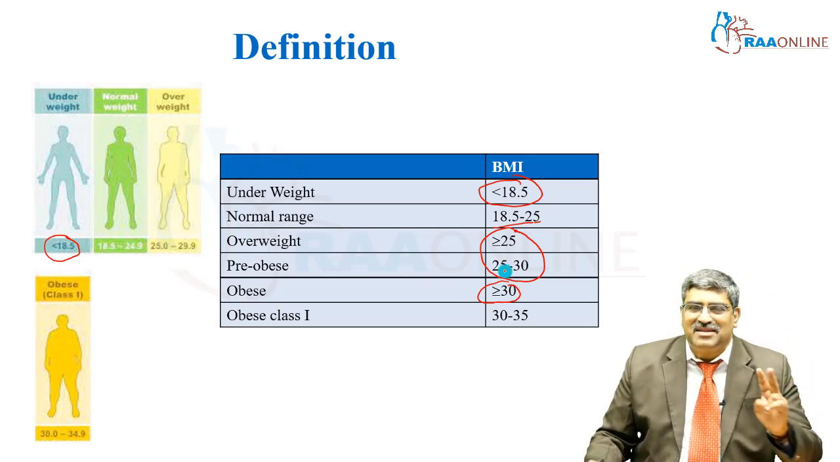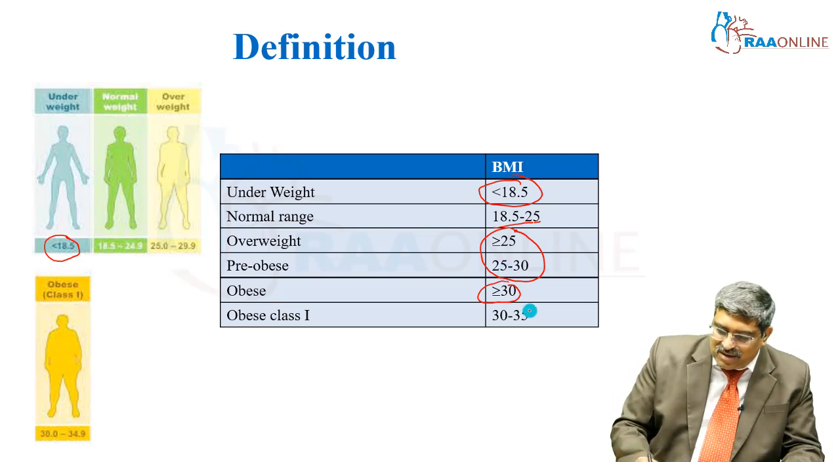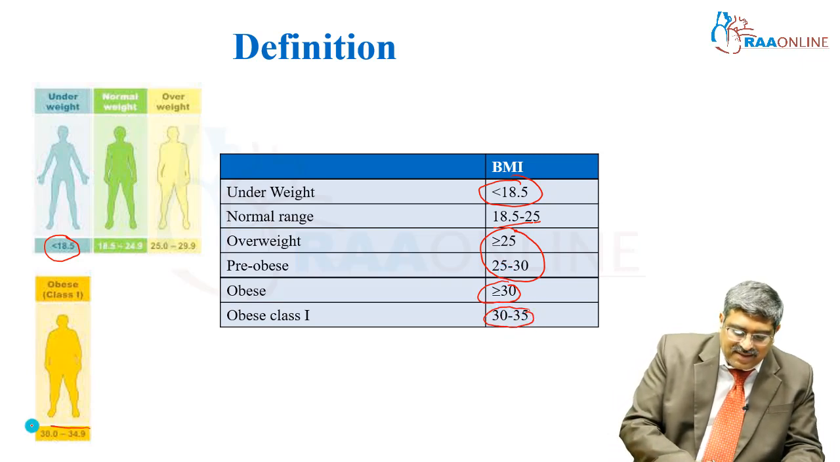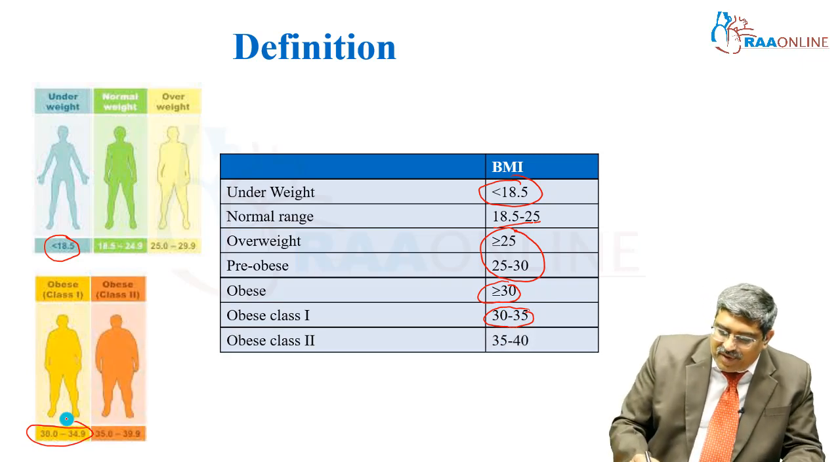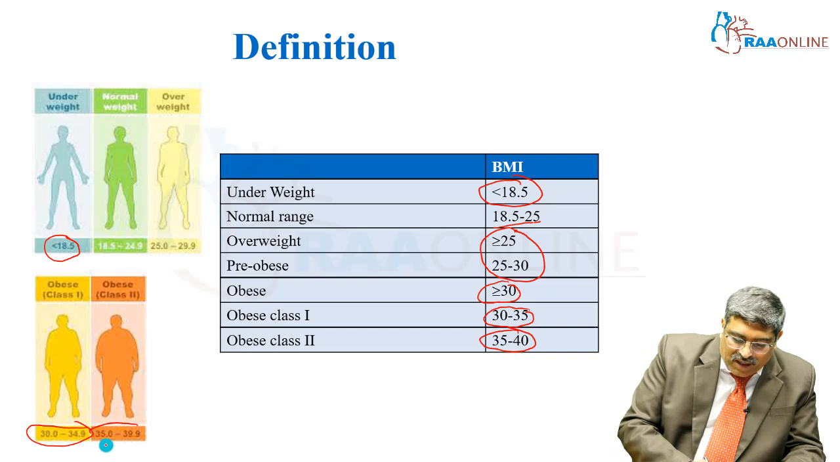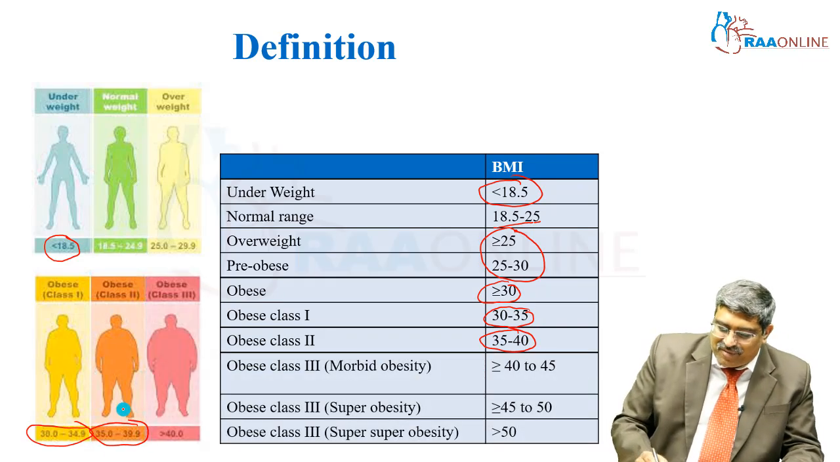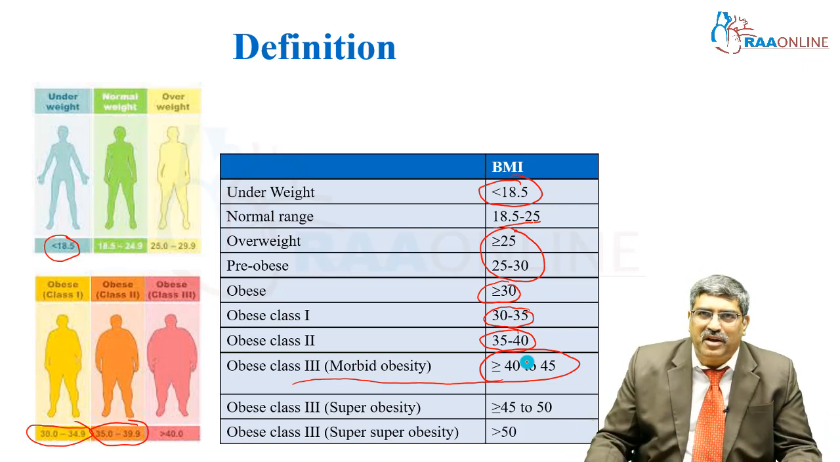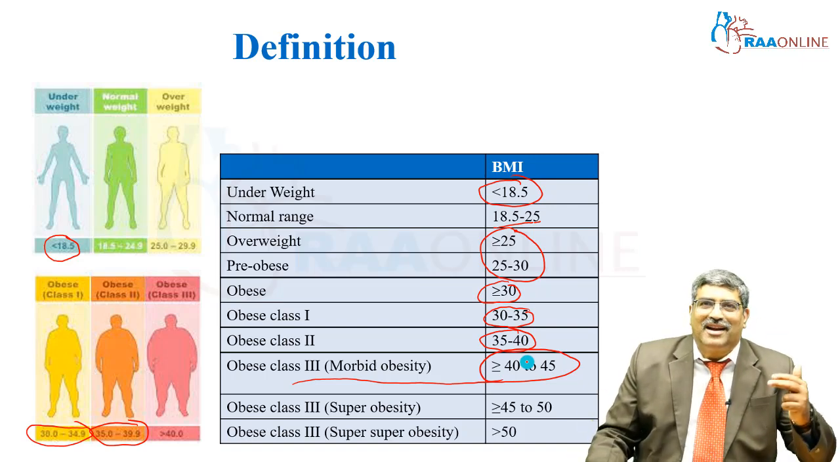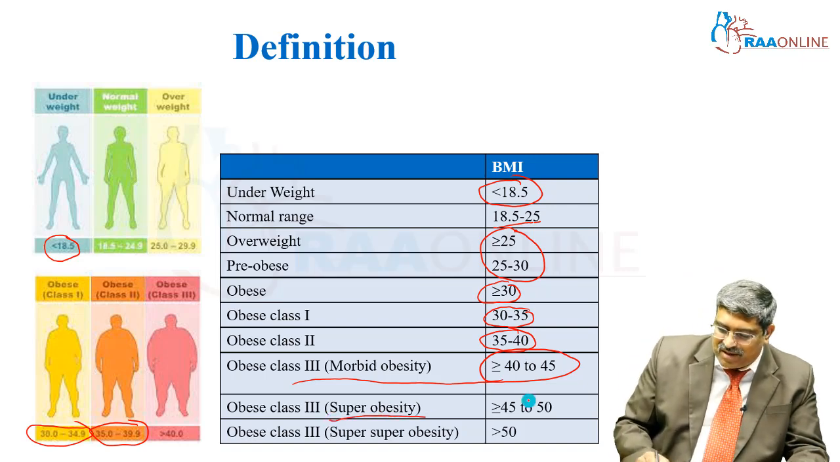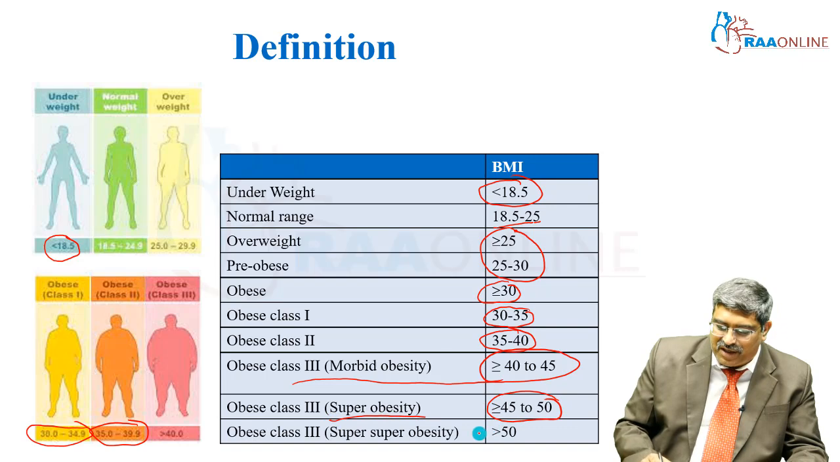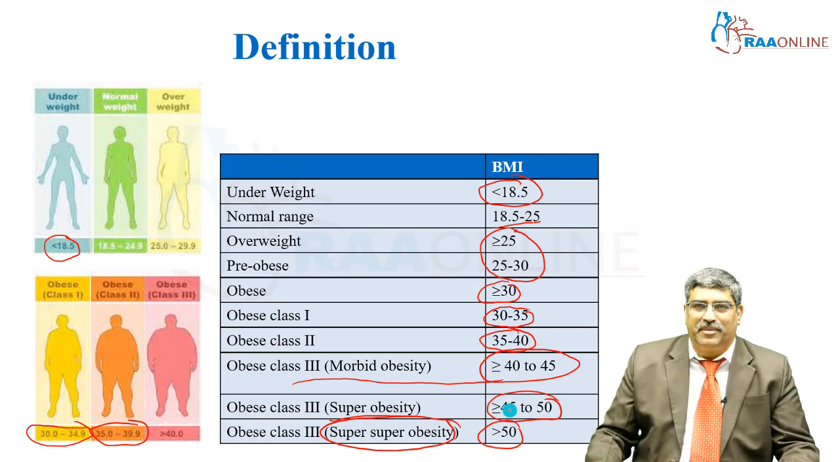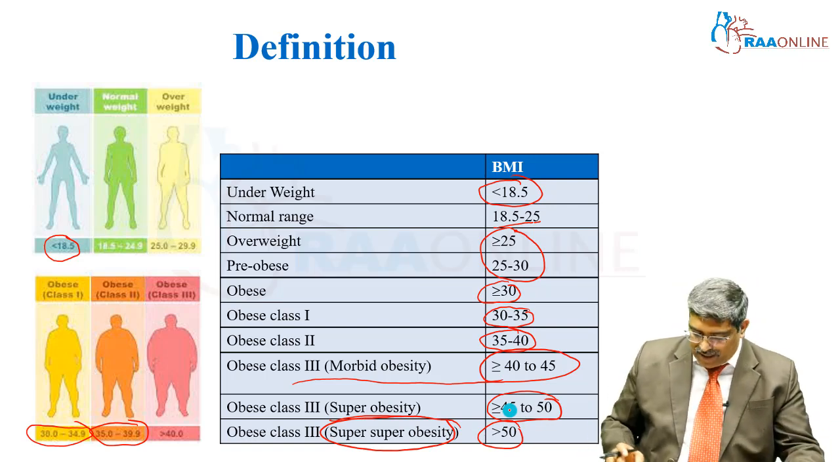There are three classes in obesity. Class 1 is 30 to 35 body mass index, class 2 is between 35 to 40, and class 3, which is morbid obesity, is where your body mass index is greater than 40, or you can say between 40 to 45. A few textbooks give two other definitions: super obesity, where your body mass index is between 45 to 50, and super super obesity, where your body mass index is greater than 50. This is the definition of obesity based on body mass index.